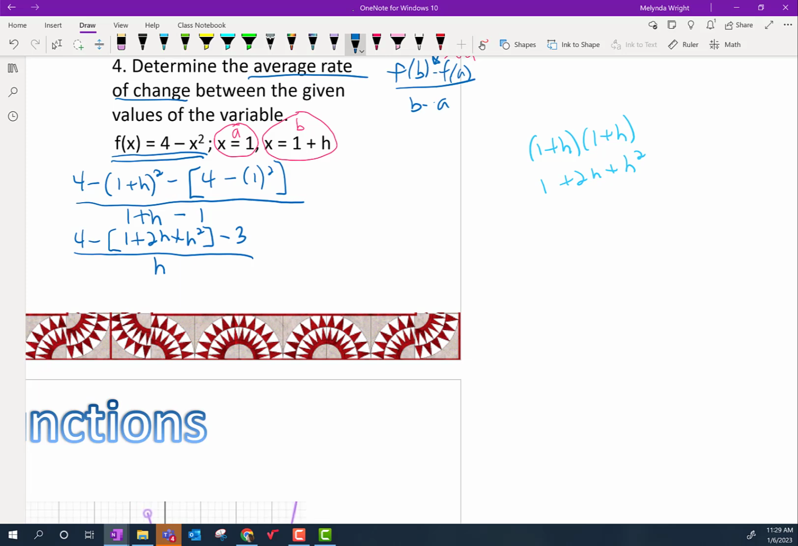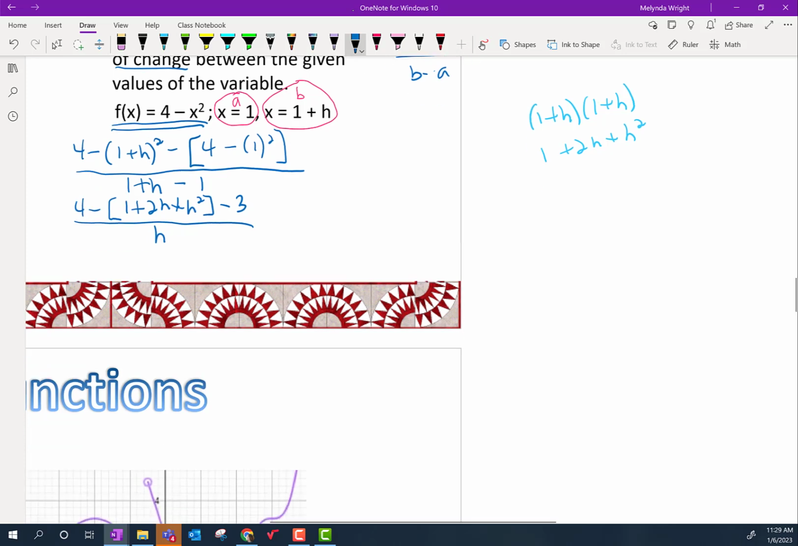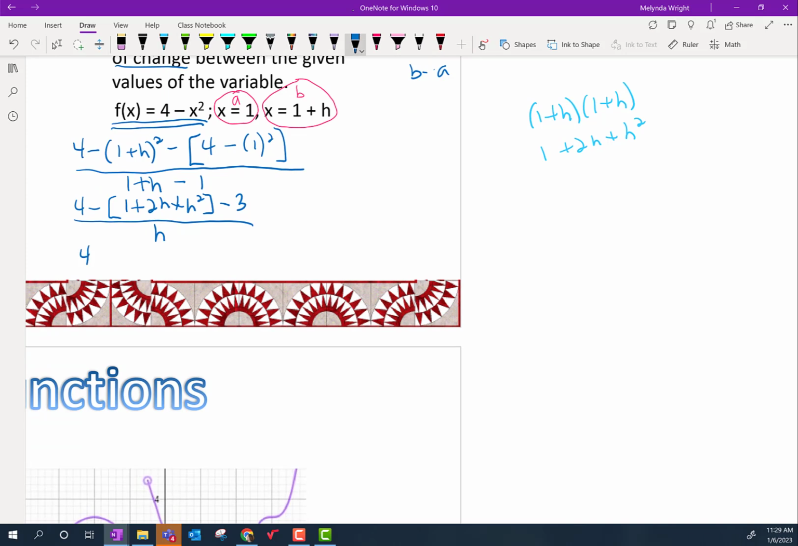Okay, we're getting close. We're almost there. Algebra, more algebra, yay. All right, let's distribute the negative. So I have 4 minus 1 minus 2h minus h squared minus 3 all over h. And so combining like terms, we got the 4 minus 1 minus 3. Those all go away, don't they? Because that's 4 minus 4, which is gone. So then we have negative 2h minus h squared over h.